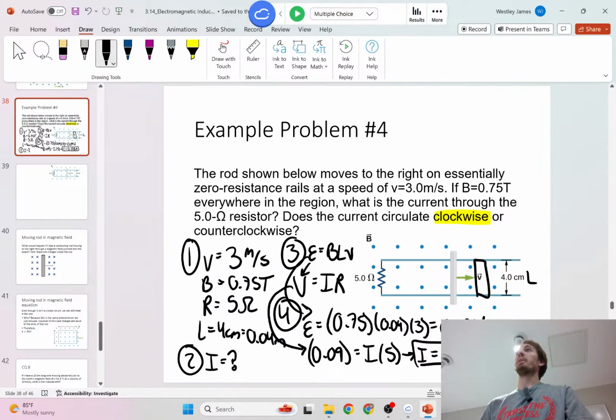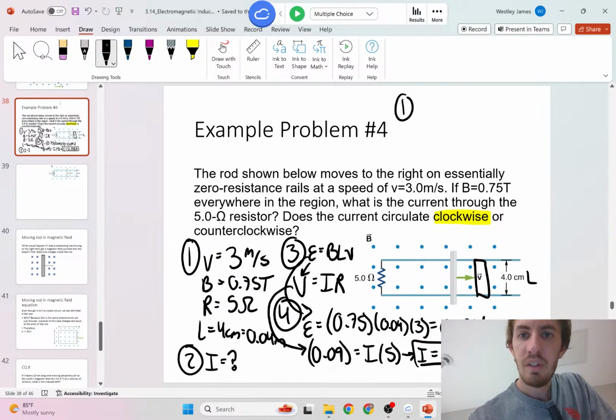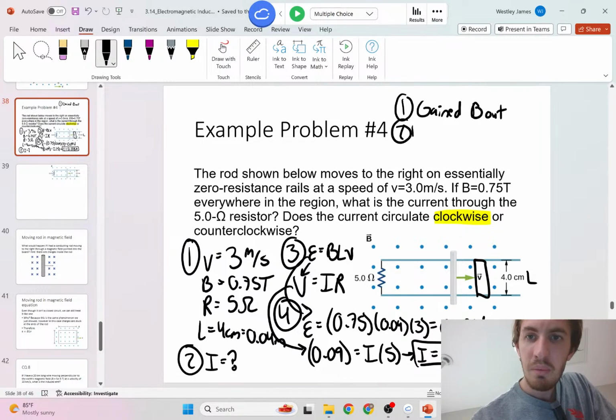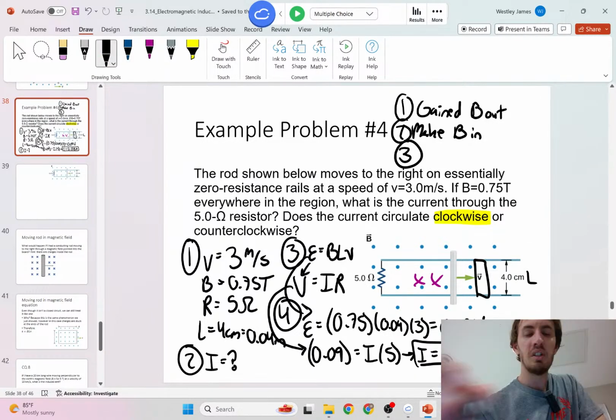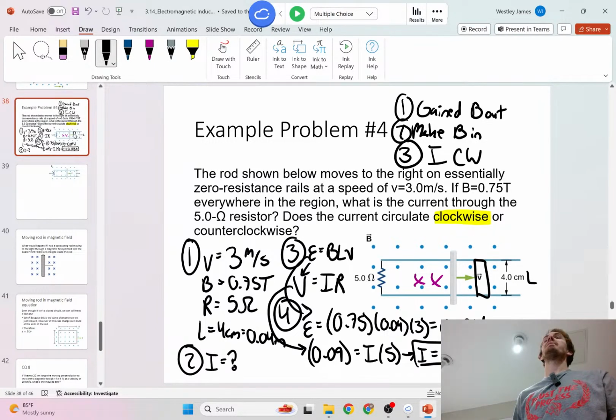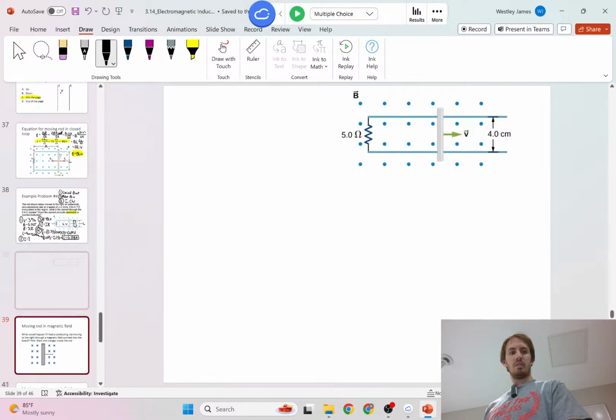My rod at some later point is over here. I've gained field lines. Gained B out, so make B in. That's going to result in a current that is clockwise. All right. So much fun. Again, there was a bunch more dots. Get rid of the extra dots by putting some magnetic field in the other direction. And there you go. Look at that, I need more space.